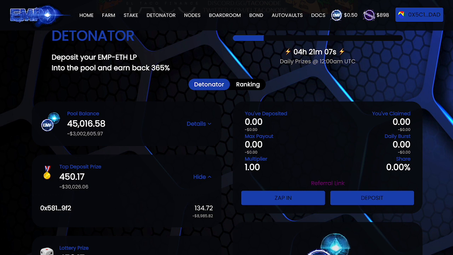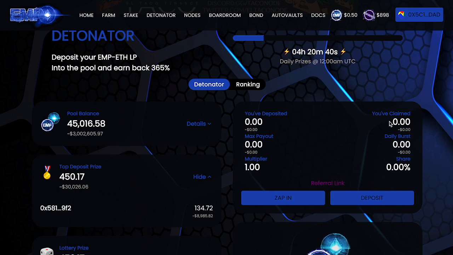Okay, so let's move over to this section here, which gives you details on what you're doing in particular. So the first is you've deposited, and this is the total amount of deposits in LP, and then dollars underneath, that you have put into the detonator. The next one is you've claimed. Now this is showing the LP that you have claimed out of the detonator.